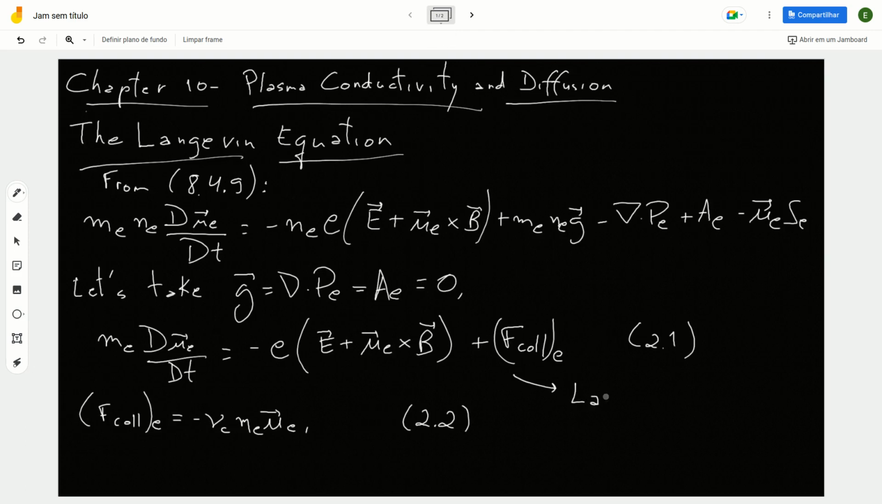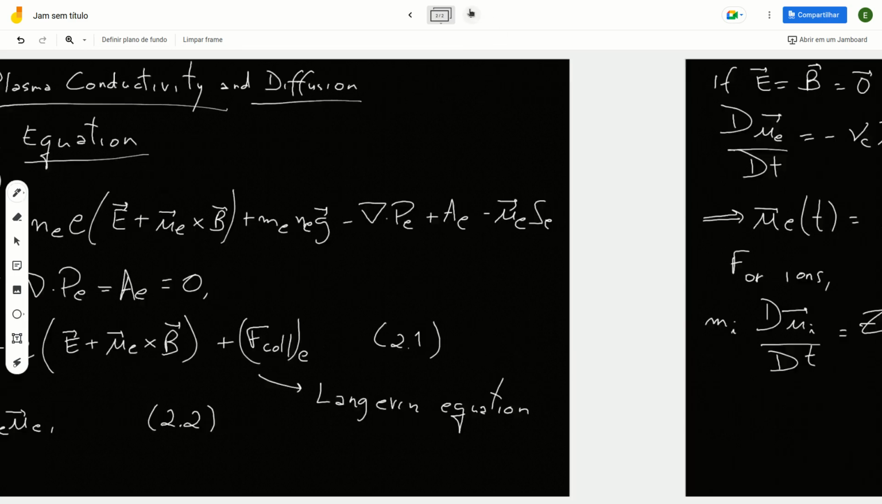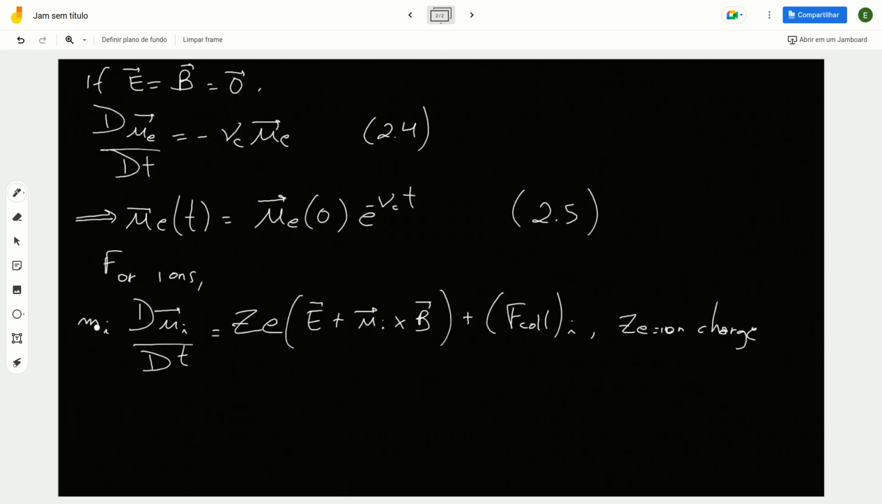Langevin equation for electrons and then for ions. It's fairly used in the study of ionospheric plasmas. It's useful for the propagation of electromagnetic waves in cold plasmas. Especially because of the simplicity of the equation, it's much easier to interpret what is going on.